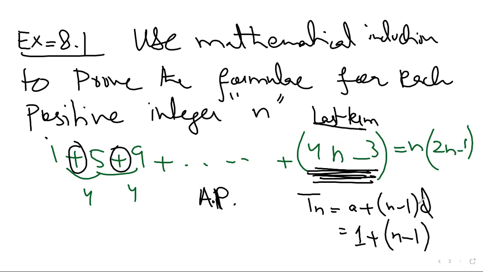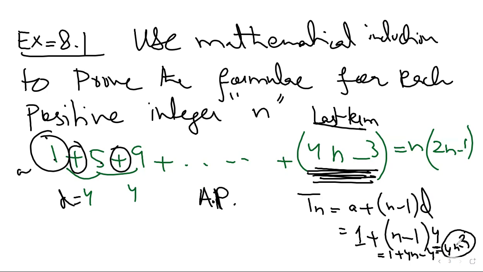What is the common difference? D represents the common difference. What we have learned, 5 minus 1 is 4, so this is D. The first number is called A. Again, I'm repeating, just write it down. The common difference value is 4. Now solve it: 1 plus 4n minus 4. That will become 4n minus 3. See here, 4n minus 3.